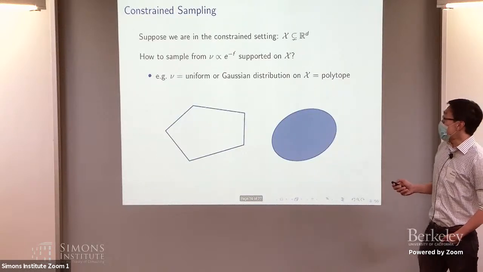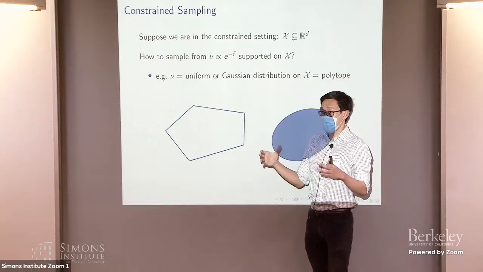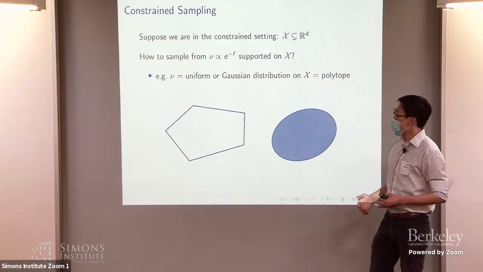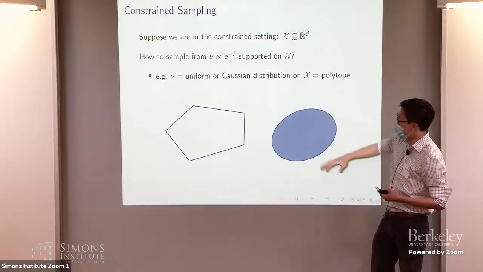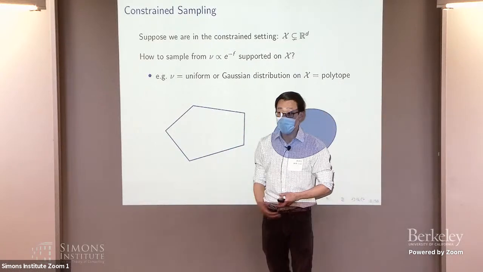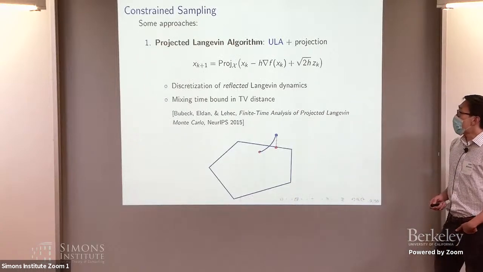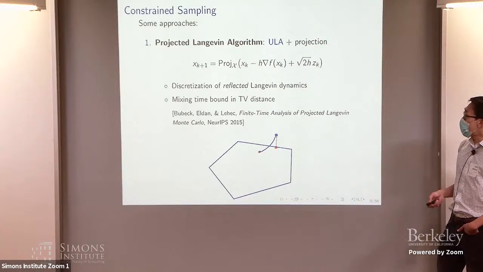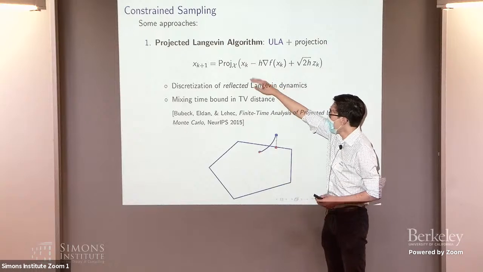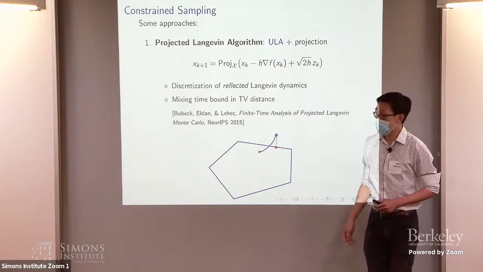So now let's go to the constrained setting, where suppose the domain X is actually a proper subset of the Euclidean space, right? Either like a polytope or a sphere, and we want to draw a sample from a distribution supported on this space, right? For example, the problem of uniform sampling from a polytope is a very important problem, and that's still very difficult. So there are a lot of approaches to do this. One basic approach is to say that, well, let's just run the usual Langevin algorithm, and whenever we go outside, let's just project back to the space. So that's what's called the projected Langevin algorithm.